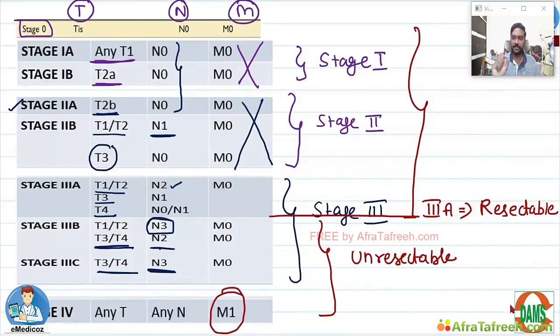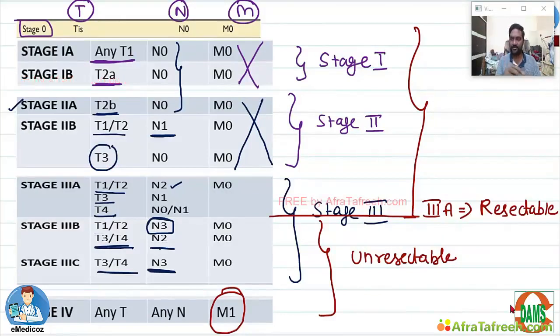So this TNM staging is a bit tricky, but what you need to understand is that small tumors with less lymph node involvement will be given a lower stage, and large tumors with more extensive lymph node involvement will be given a higher stage, and the higher the stage, the more difficult it is to do the surgery. So this completes the TNM staging, and for your exam they will ask you the T important. What is T1? What is T2? What is T3? What is T4? And they can also ask you what is N1, N2, N3, and they may ask you up to stage 2.